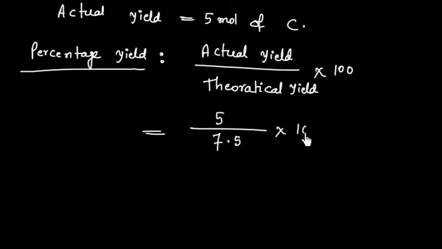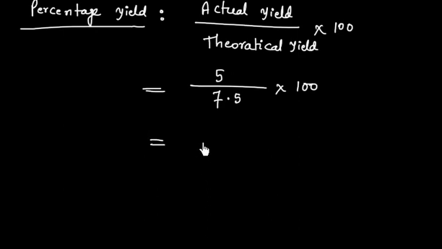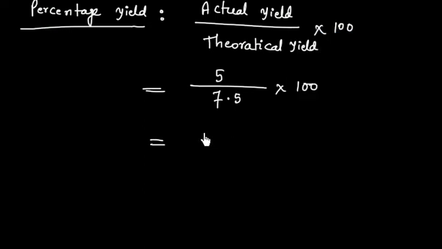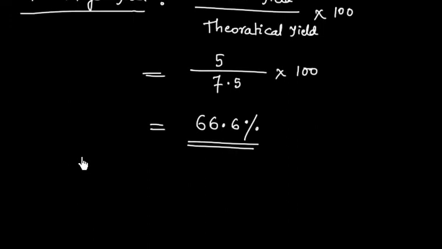For our problem, actual yield is 5 mole, theoretical yield one can expect is 7.5 mole, and this multiplied by 100. So you can calculate this one. 5 divided by 7.5, multiplied by 100, is around 66.66%. So actual yield is only 66%. That is the percentage yield.